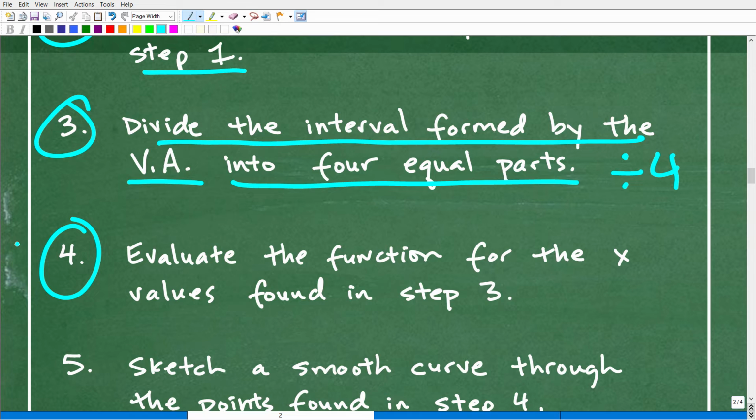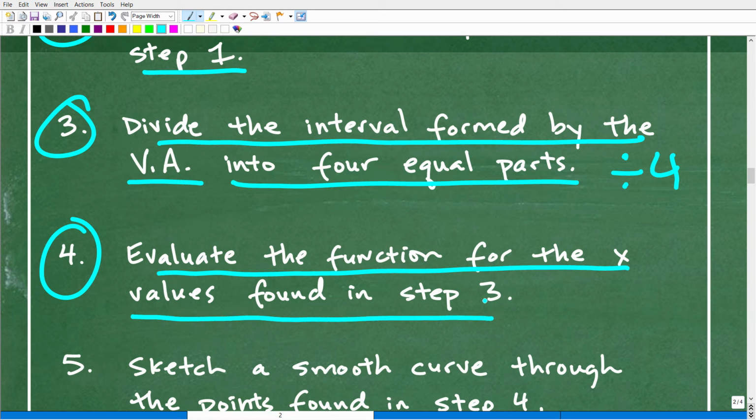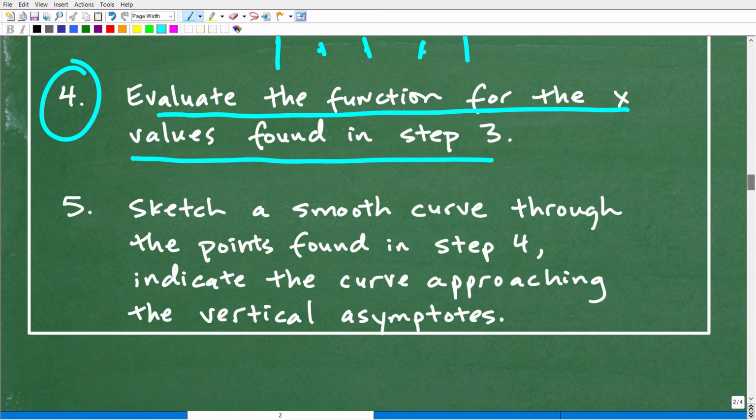Let's move on to our fourth step. We need to evaluate the function for those values found in step 3. So we're going to come up with 4 equal parts here. We have our asymptotes, and then we're going to divide this into 4 sections. And then from each of these sections, we need to evaluate the function for those values. I'll show you what I'm talking about here in a second. But again, if you are a trigonometry student, or a pre-calculus student, or just at this level of math, you should have a sense of what I'm talking about.